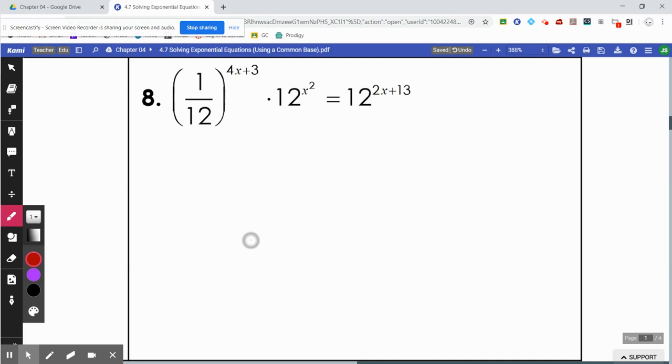Next up, number 8. All of these are actually, looks like nearly already base 12 numbers. The only thing we're going to have to change is 1/12. We're going to have to write it as 12 to the negative 1 power. And that's raised to the 4x plus 3. Times 12 to the x squared equals 12 to the 2x plus 13.